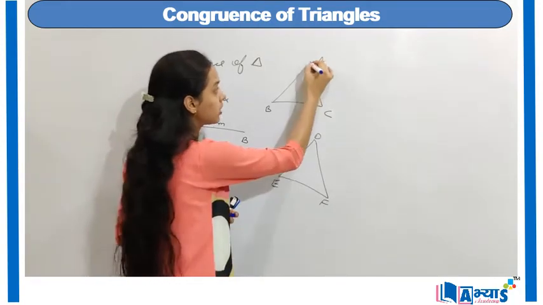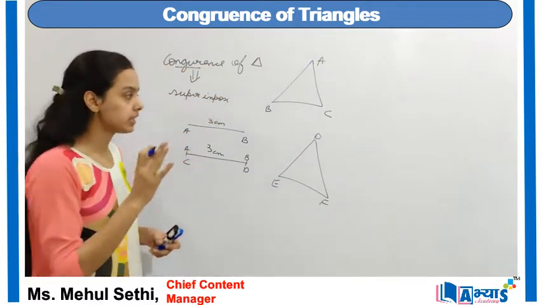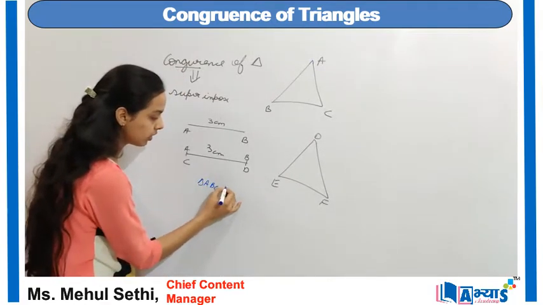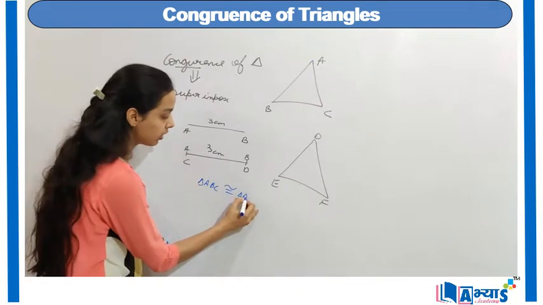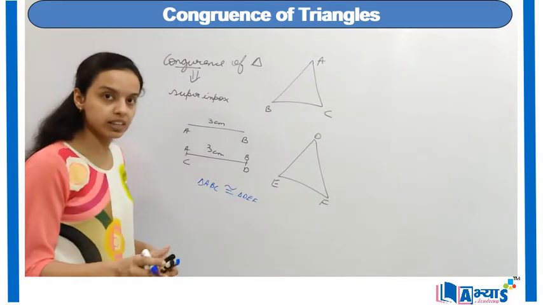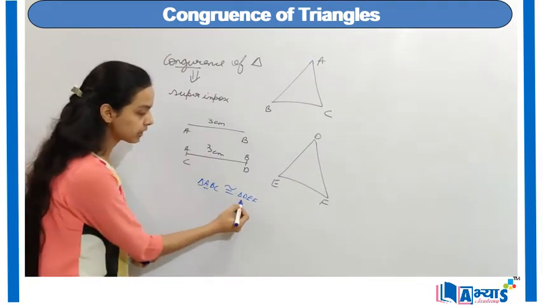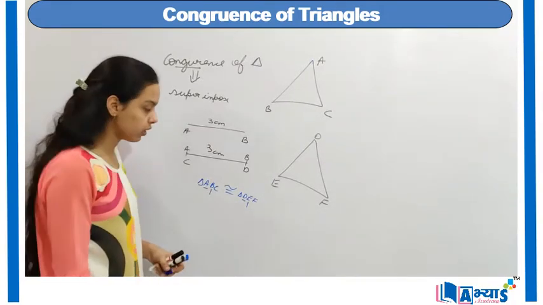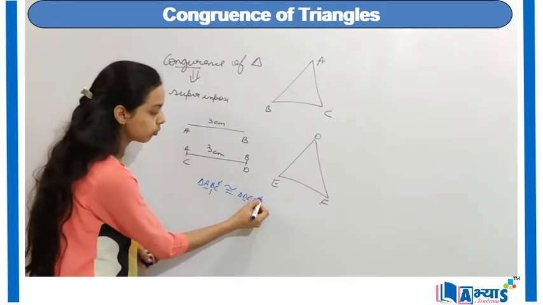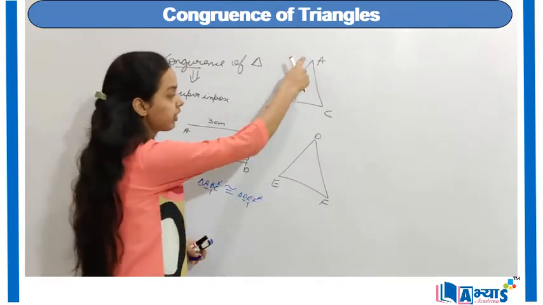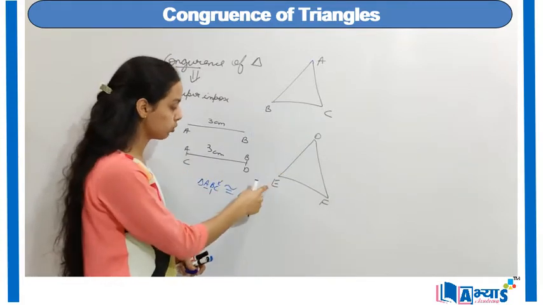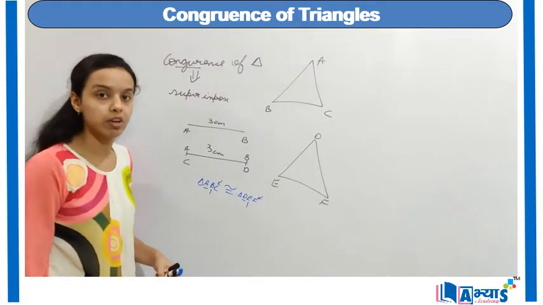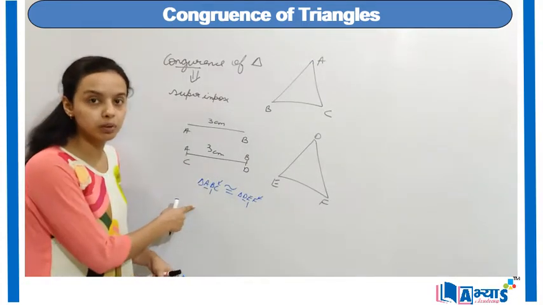When we take the case of congruency, there is a symbol for it. So I can write triangle ABC is congruent to triangle DEF. This means that the A vertex will lie over the D vertex, the B vertex will lie over the E vertex, and the C vertex will superimpose on the vertex F. So A will superimpose on D, B will superimpose on E, and C will superimpose on F. Only then these two triangles are said to be congruent.